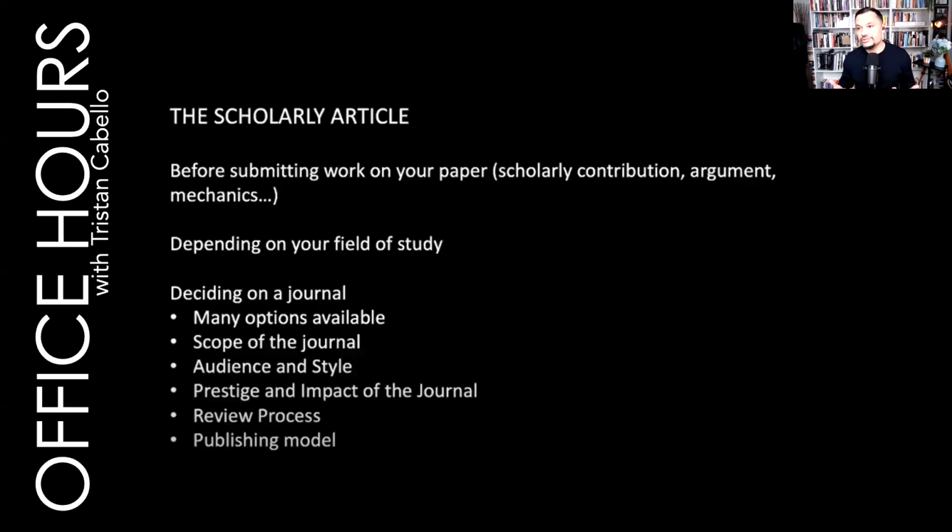And so when it comes to journals, you have many options available. You need to decide on the scope of the journal, the audience and the style, the prestige, the impact of the journal, the reviewing process, the publishing model. All of these are things to take into consideration. But here again, your best bet is to ask your advisor or people in your field for feedback about what is the best thing to do for you, given where you are in your career. You know, some of you have already published many articles, some of you, it will be the first one.